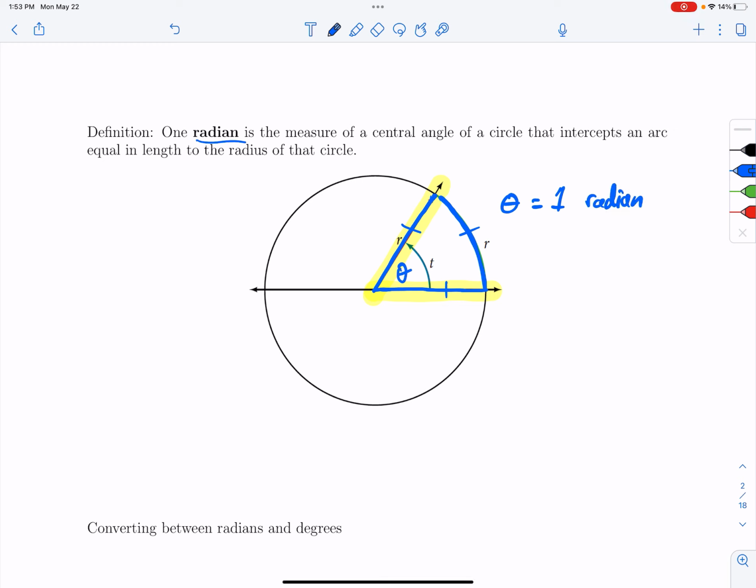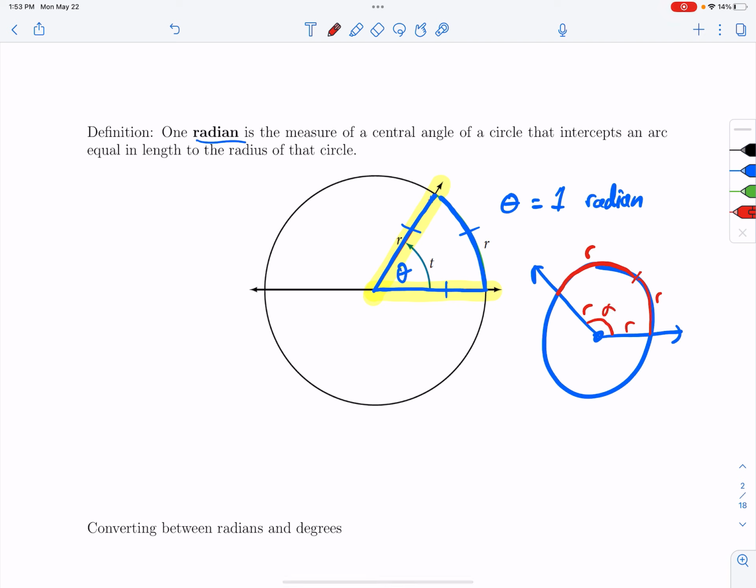Now, if I draw another circle with a central angle, now instead of 1 radian, it's going to have 2 radians. The reason is that if this is the radius of that circle, this length right here is equal to r, and this length here is also equal to r. So this central angle, now I'm going to call it alpha just to give it another letter, is equal to 2 radians because it's as though I'm laying down the radius 2 separate times on that arc length.